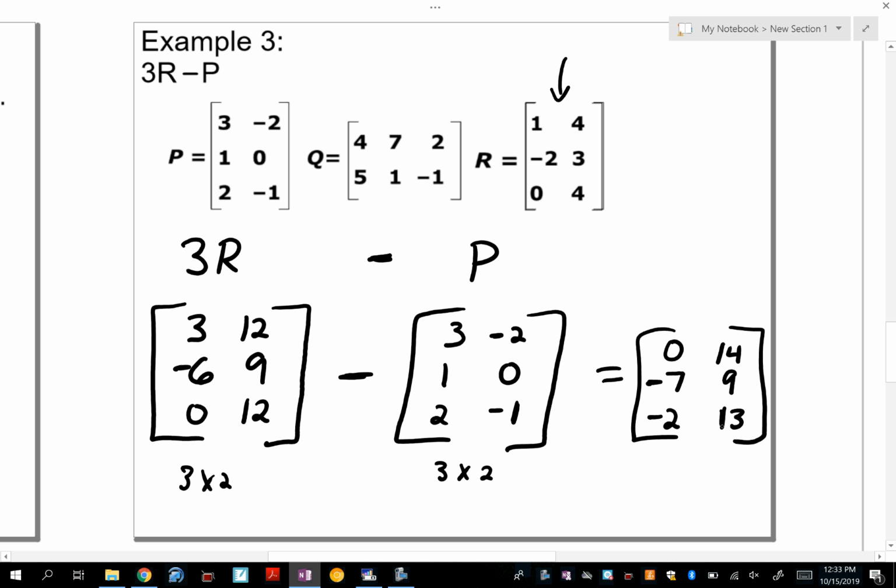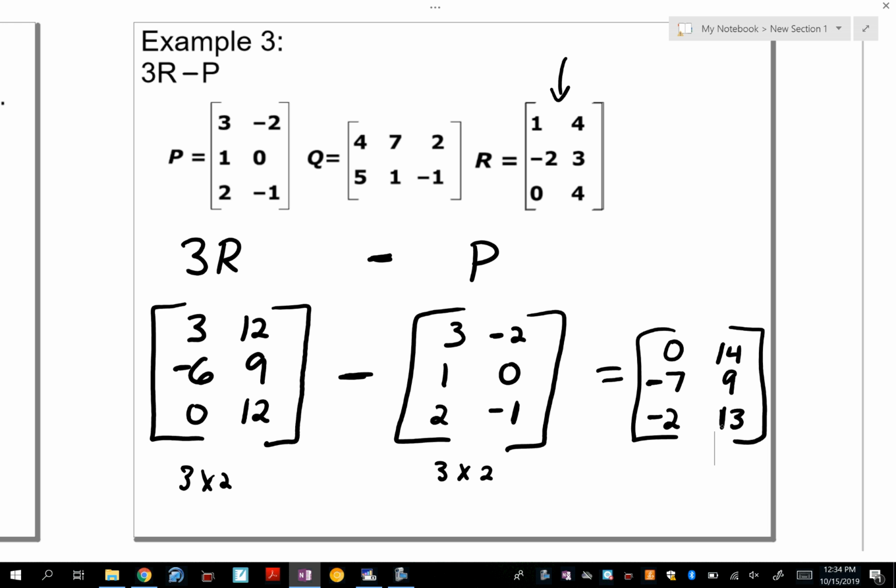Aviana. I said it has to be both 3 by 2, right? Yes. So let's say one wasn't, we'll just say not possible. So if you're doing any problem today with adding and subtracting, even if I throw in a scalar product, if they don't have the same dimensions, it's not possible, right? And scalar products don't change the dimensions, right? The dimensions for matrix R were 3 by 2 to start. Multiplying everything by 3 did not change the dimensions, just the numbers inside.